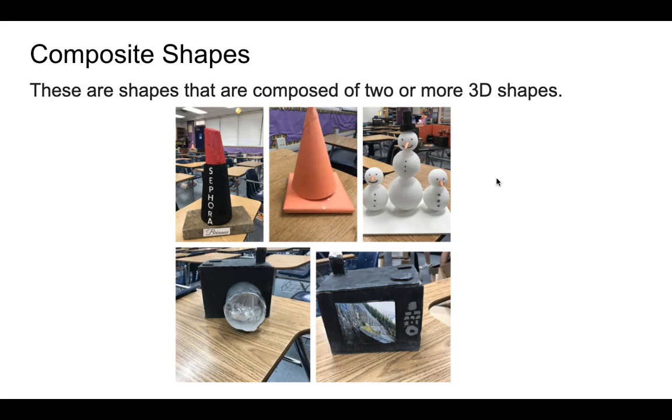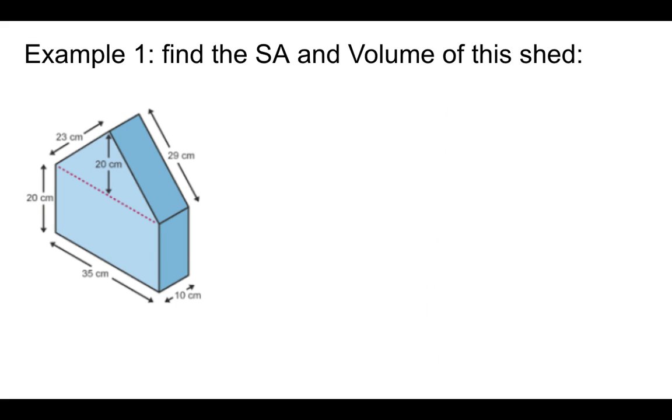So we're going to just do a couple examples of how to find surface area and volume of these 3D composite shapes. So let's take a look at this shed. It has all its measurements on it, and what you need to do when you're looking at a composite shape is break it down into the different shapes you can see. So this shed is made out of the bottom here, a rectangular prism, and then on top is a triangular prism.